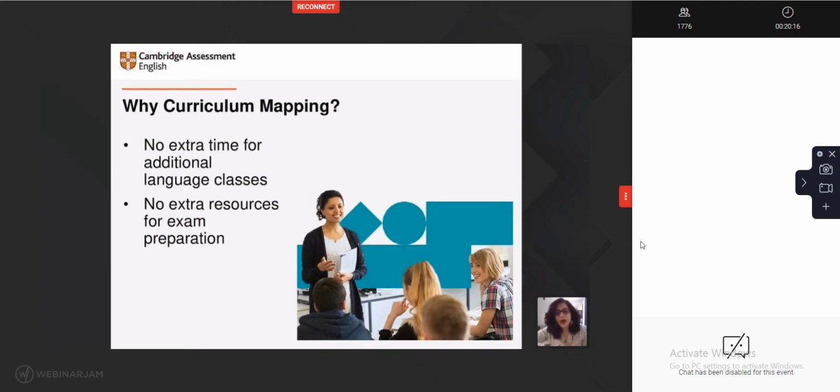Moving on to the why of curriculum mapping. In recent years, it has been seen and understood that when it comes to offering any additional exam which is outside the curriculum, schools find it difficult. Sometimes teachers are unable to accommodate the preparation time which is required for an additional exam, because they are already hard pressed for time to finish their syllabus.